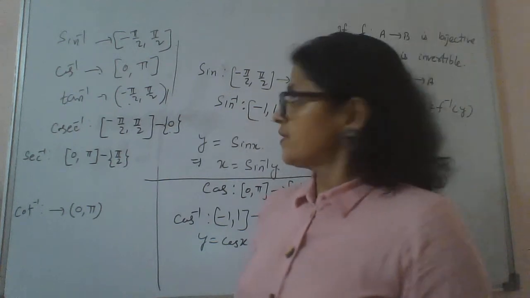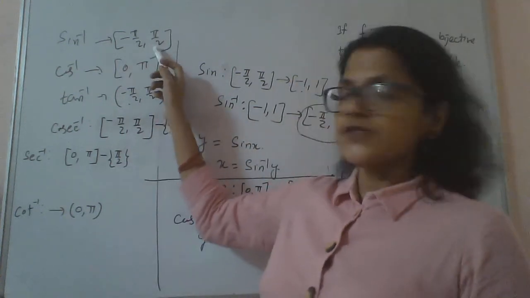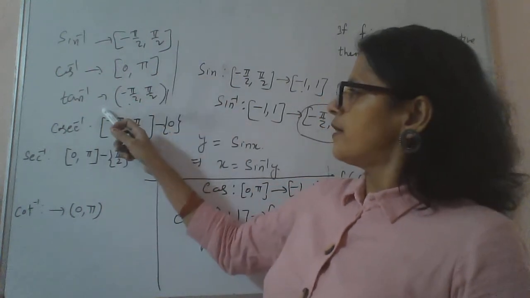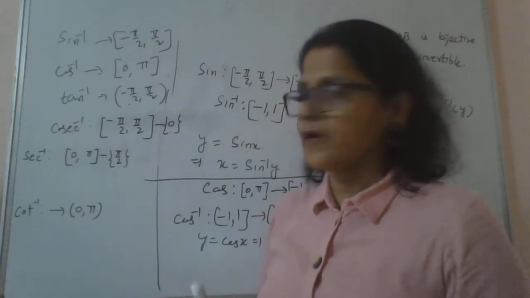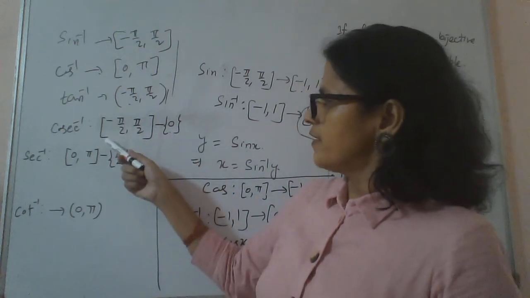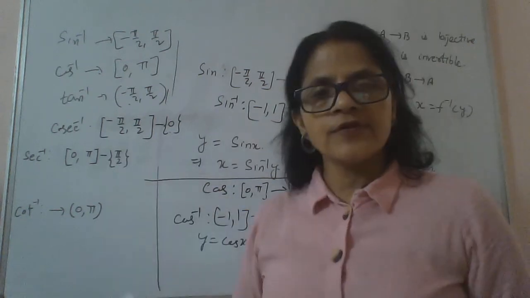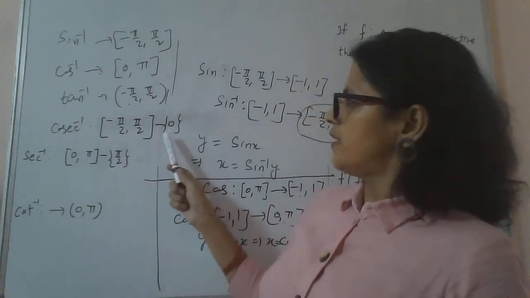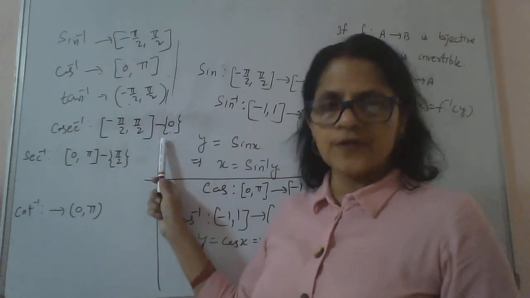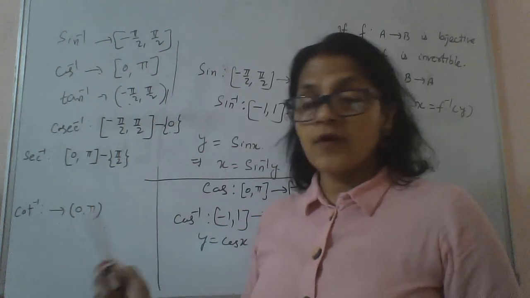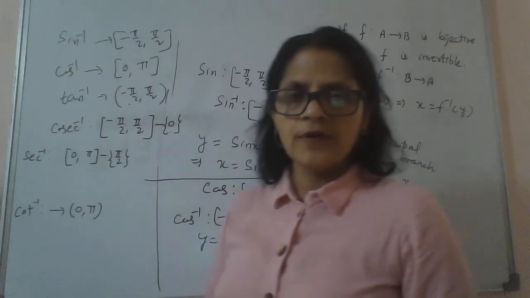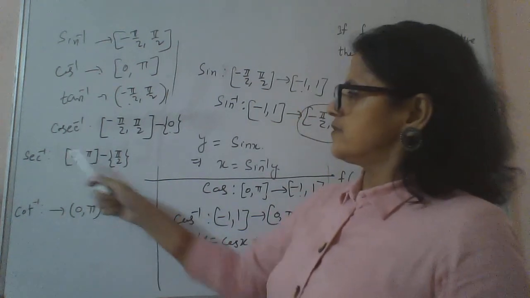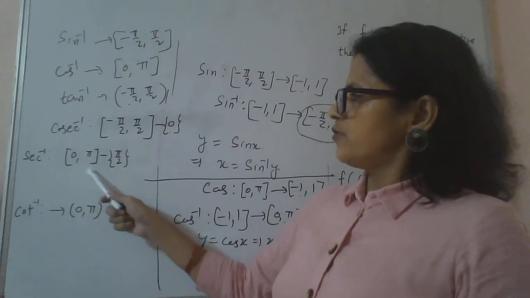So sine inverse, as I said, has principal value branch the closed interval minus pi by 2 to pi by 2, and cos inverse 0 to pi, tan inverse the open interval minus pi by 2 to pi by 2, and similarly cosec inverse can be taken as the closed interval minus pi by 2 to pi by 2, but cosec 0 is not defined, that's why you take this interval except 0. And sec inverse, since cos pi by 2 is 0, sec pi by 2 is not defined. So sec inverse principal value branch will be 0 to pi.